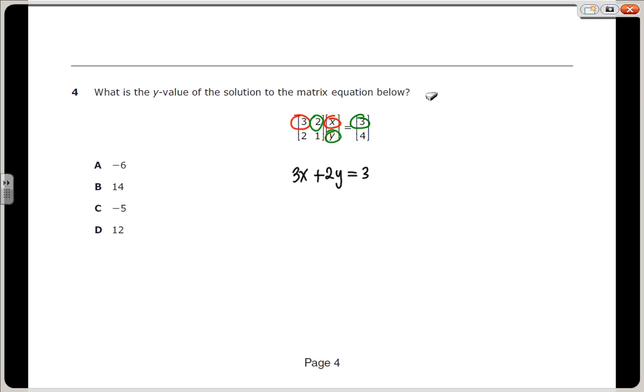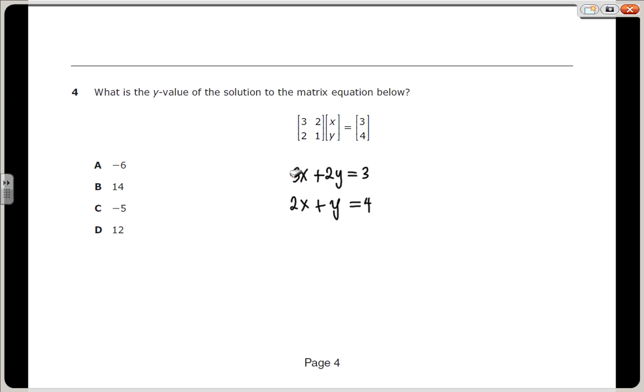Alright? To generate the second row, what I'm going to do is I'm going to take this 2 multiplied by the x, and then I'll take this 1 and multiply by the y, and then I'll set it equal to 4. Alright? So your answer is going to be 2x plus y equals 4. Alright, so this is a system of equations that this matrix equation represents. So let's solve this for y. To solve this for y, I can use a method of elimination. I want to create opposites with my x's, and then that will leave me with my y.